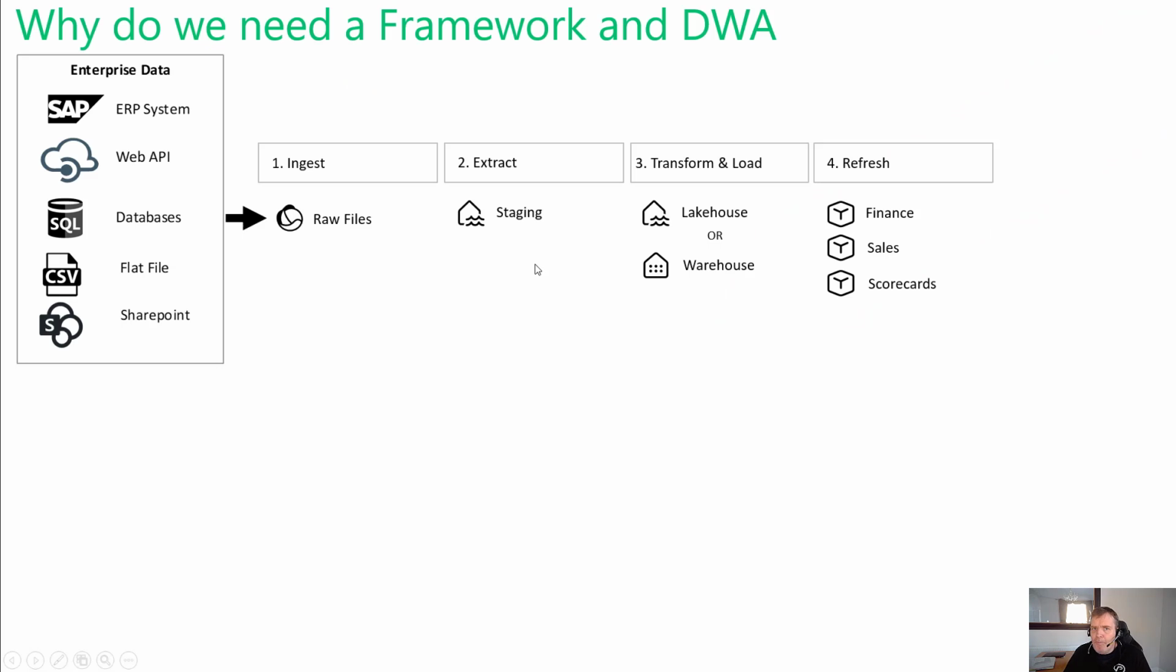So starting off, why do we need a framework? Well, on screen is what a typical data warehouse architecture could look like for Fabric. We have a number of zones or stages that data flows through. I've described them as ingest, extract, transform, load, and refresh. A few people describe them in terms of a medallion architecture of bronze, silver, gold.